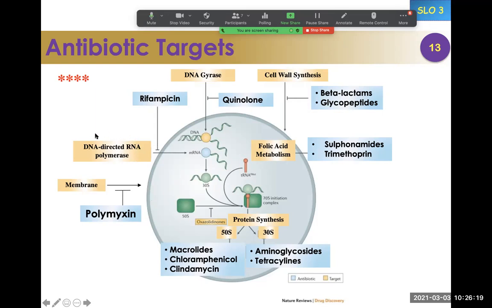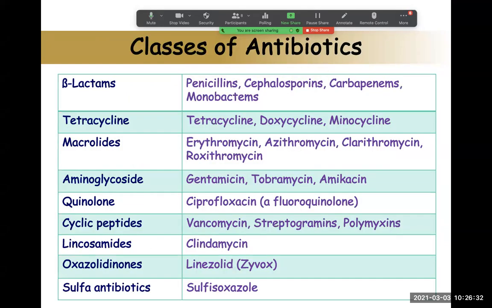And then we have the DNA-directed RNA polymerase, and we have rifampicin that targets the RNA polymerase. It's also sometimes known as rifampin. Rifampicin is the same. So here are the examples of antibiotics, and these are the various classes. And the beta-lactams, I'm going to come to in a second.